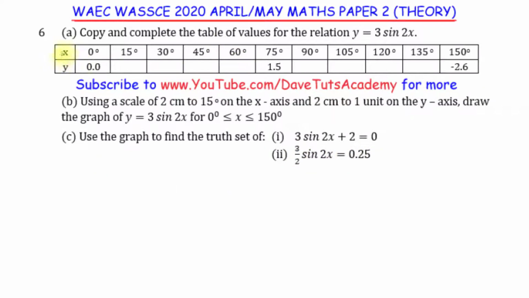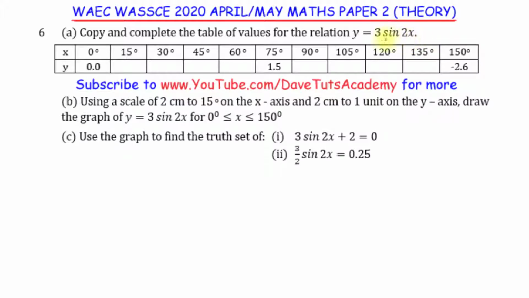So like we're told, our first mandate is to copy and complete this table of values for the relation y is equal to 3 sine 2x, and we are going to be taking values of x from 0, 15, 30, 45. But we need to note something. This is where students most likely will make mistakes. You will forget that we are told to use 2x.